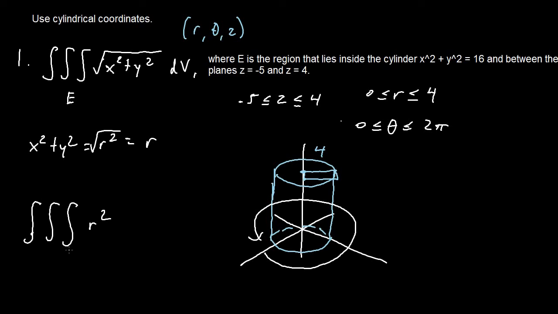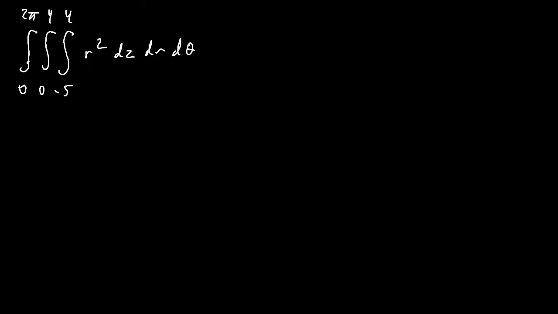So let's go ahead and just put the z bounds first, from negative 5 to 4, I'll put dz. Let's go ahead and put the r bounds next, from 0 to 4, so dr. And then we have from 0 to 2 pi, those are going to be the theta bounds. So I'll put d theta on the very outside. So now I can go ahead and evaluate this triple integral.